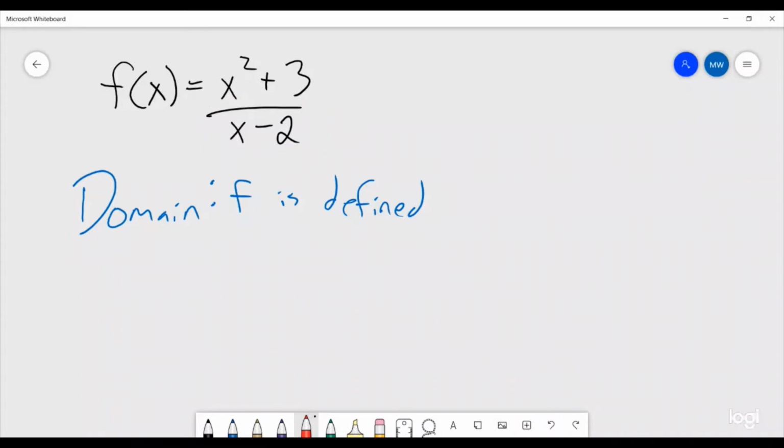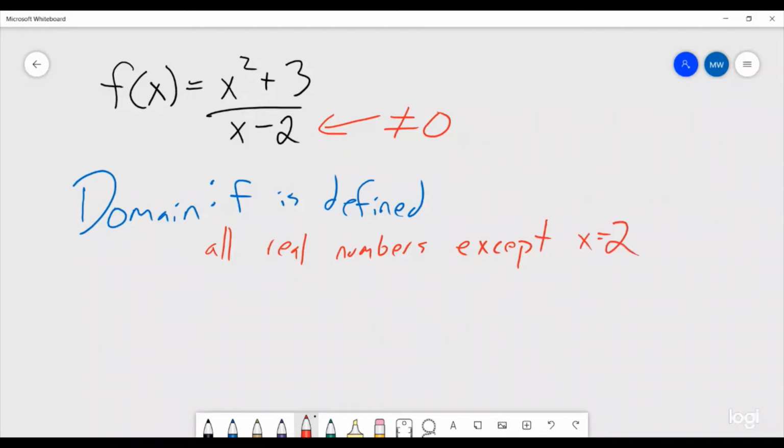So anytime there's division, what's on the bottom cannot be equal to 0. So anytime that the denominator of a fraction is equal to 0, that is going to not be in the domain. So here our domain is going to be all real numbers except for 2. And the reason for that is if x is equal to 2, the denominator is going to be 0.